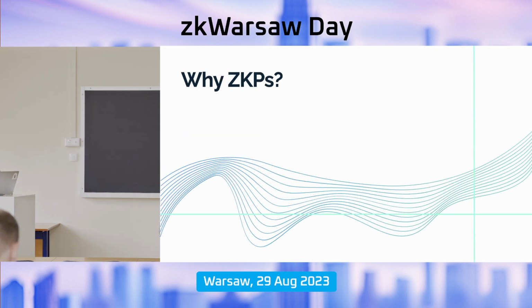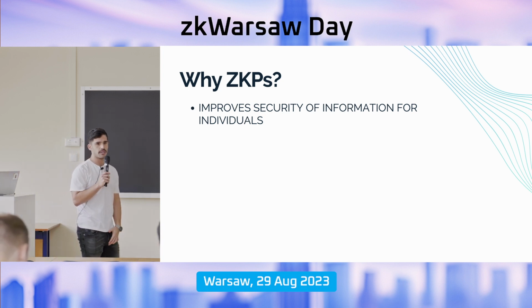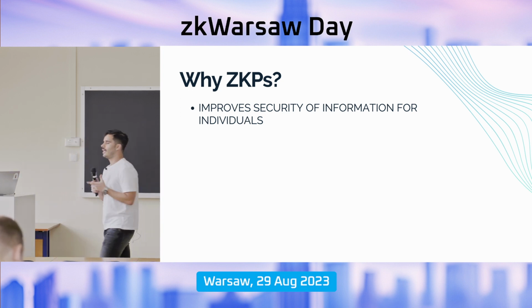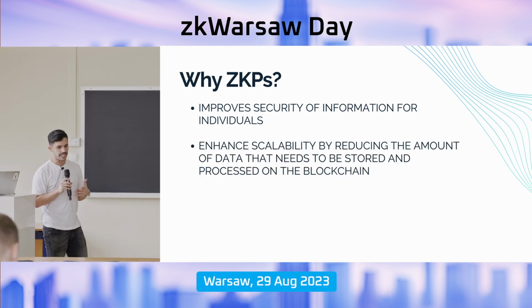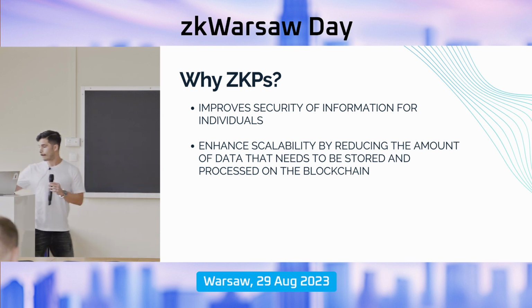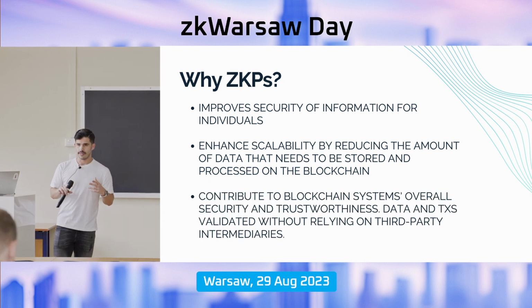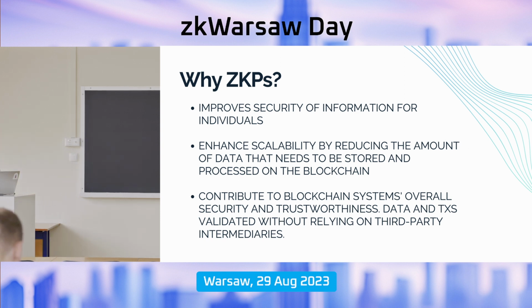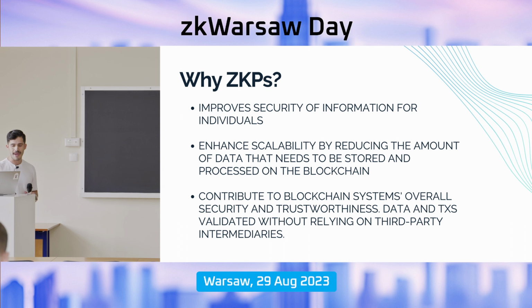So why zero knowledge proofs? We know what they are, but why exactly? It improves the security of information, or the privacy of this information, for users. It enhances scalability by reducing the amount of computation that has to go into Ethereum, and contributes to a blockchain's overall security, because data and transactions are validated not by a third party, but by the system itself and, as we mentioned before, mathematics.